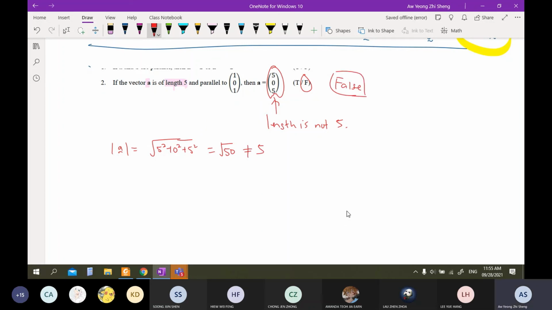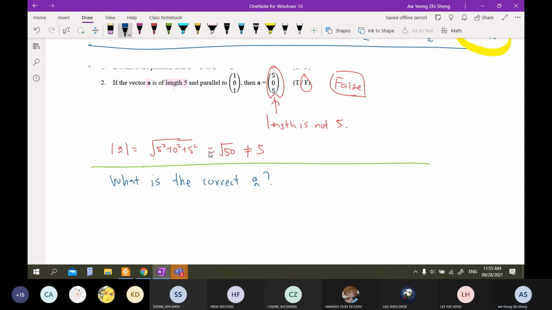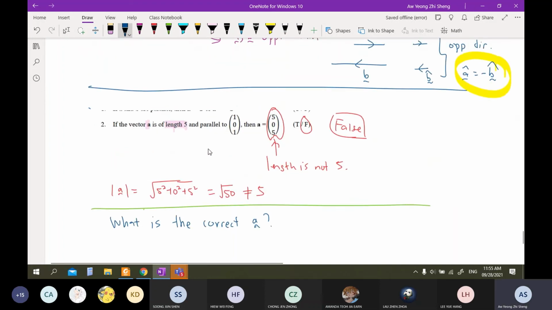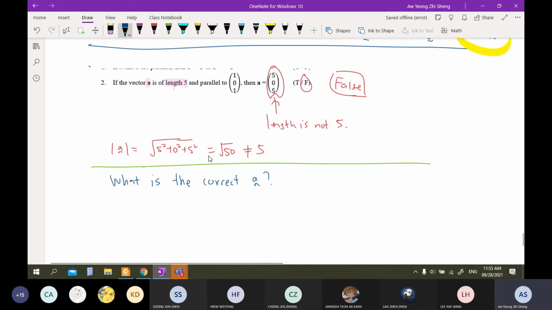Okay, what if we are asked to find what should be the correct answer then? So what should A be? What is the correct A? Okay, so to find the correct A, there is a procedure to follow. There are actually a few ways to find the correct A. Now I'm introducing to you the method that is most intuitive.